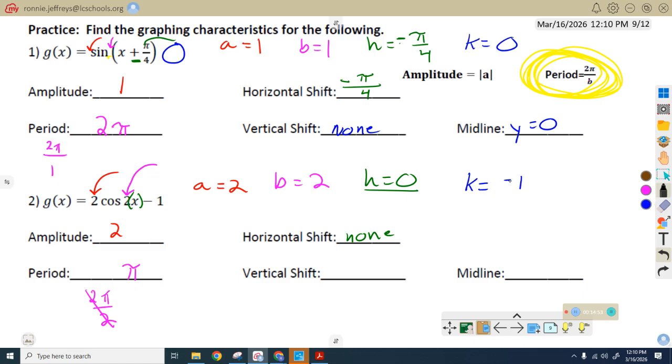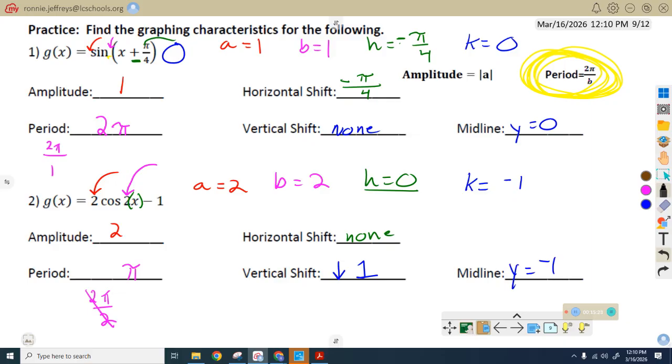All right, this is negative. Negative goes up or down? Down. Down 1. Yeah, it's the H that's always backwards. There you go. So it's the same process, just different numbers.